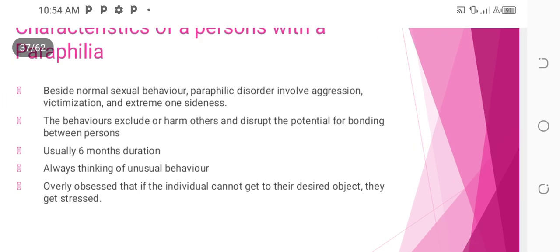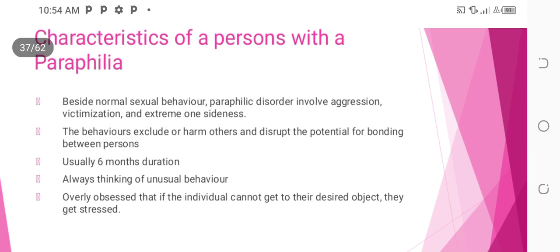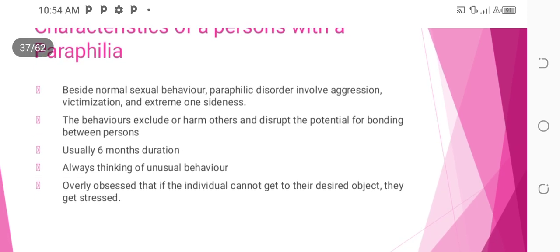Characteristics of a person with paraphilia. Besides normal sexual behavior, paraphilic disorder involves aggression, victimization, and extreme one-sidedness. This will be witnessed in our various paraphilias that we discussed today. The behaviors exclude or harm others and disrupt the potential for bonding between persons.